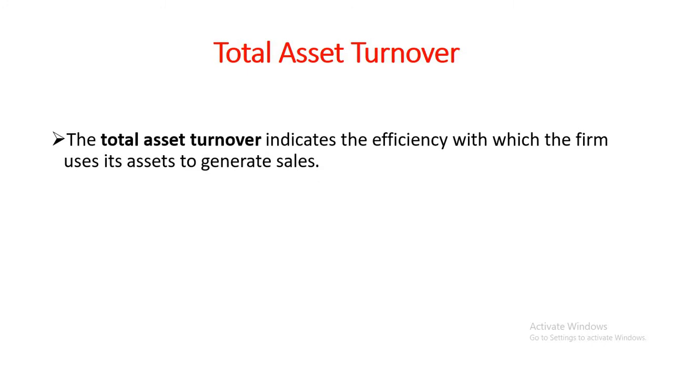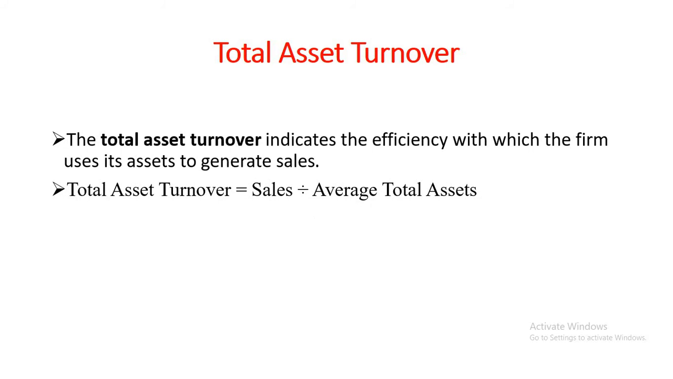Total asset turnover ratio indicates how efficiently the firm uses its total assets to generate sales. Total asset turnover ratio is equal to sales divided by average total assets.